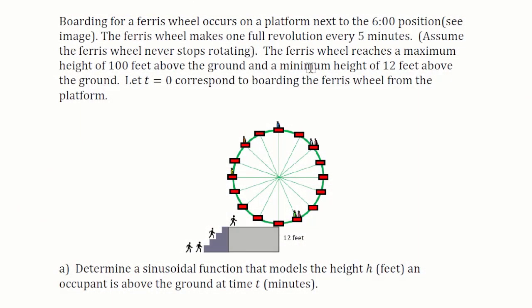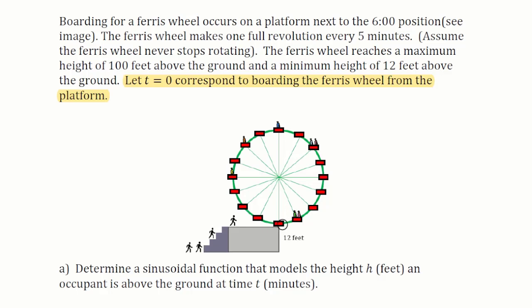Now back to the wording of the problem. This statement is indicating that we have a given starting point. So we cannot choose in this case, but we have to take this starting point as a given. Let t equals 0 correspond to boarding the Ferris wheel from the platform. That means it's starting at this point right here. That means we're starting at the low, the 12 feet low right here.